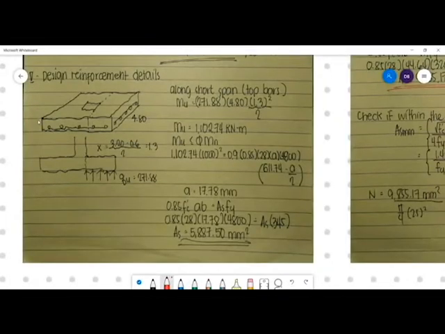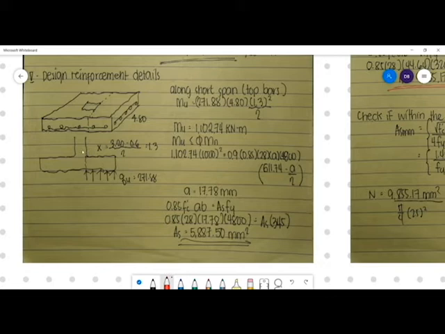So, for sample problem number 2, we have two different dimensions, 4.8 meters and 3.2 meters long. Therefore, we are going to consider two different spans when determining the required steel area. We first determine the minimum steel area on the short span.